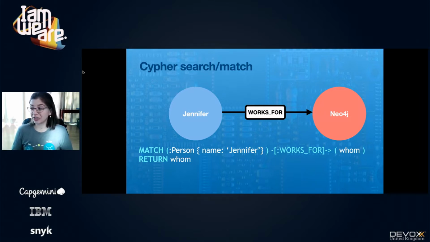And then we want to return all the details that the graph has about whom, about that variable. In this case, we know we're going to get Neo4j back because that's what we inserted into the database. And that's also what our image is showing here right up above it. So that's how you insert data and then query it back out.